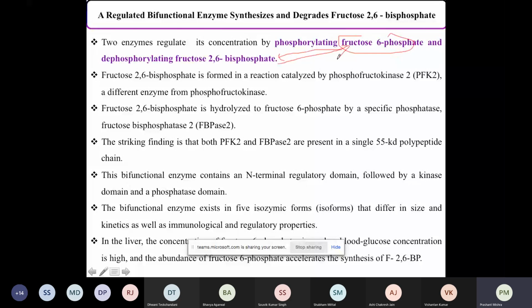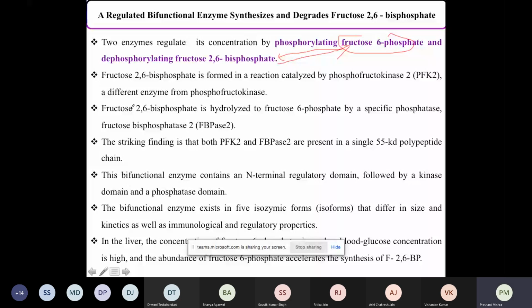So actually, the level of fructose 2,6-bisphosphate can be controlled in the cell. And how does it happen? It happens because of the two enzymes. The enzyme responsible for the formation of fructose 2,6-bisphosphate is phosphofructokinase 2. What phosphofructokinase 2 does is make fructose 2,6-bisphosphate. How does it do this? You have fructose 6-phosphate, and if its concentration is high, it will make fructose 2,6-bisphosphate. I'll show you in the diagram how it works.